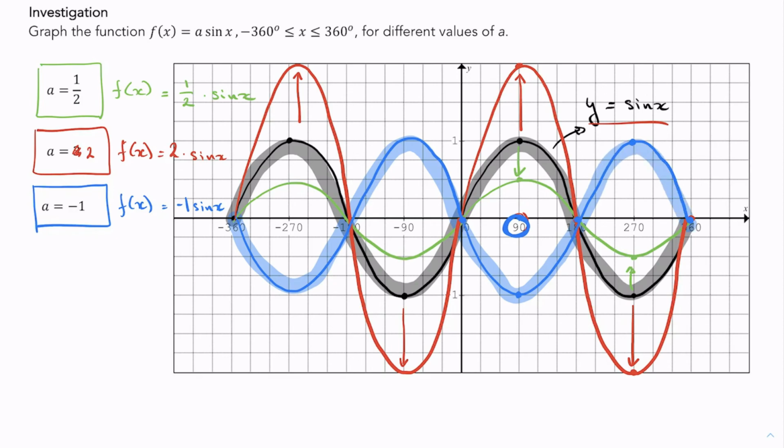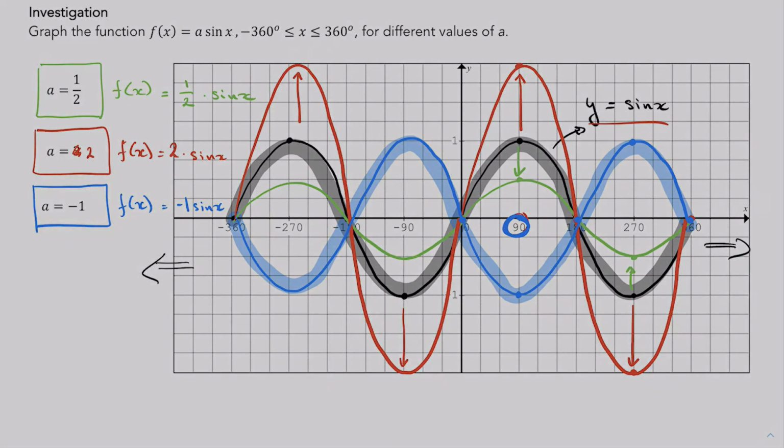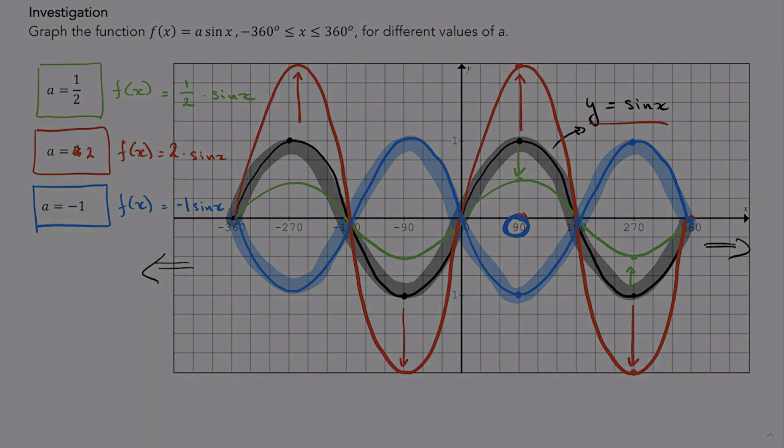Of course, you can extend these in both directions. You can go more positive if you like, this way. You can go more negative this way. Ideally, they go on forever, but we're just going to look at this one interval. And really, at the end of the day, one cycle is all you need, because the rest are just cookie cutter types of that one.